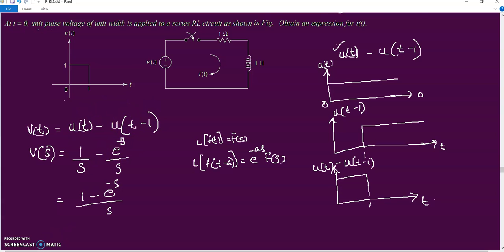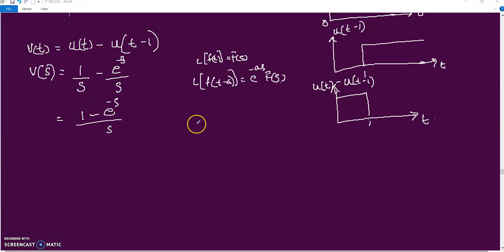So why did we find this Laplace transform? We have to transform the circuit into the S domain. The switch is closed. The question is asked at t equals 0, a unit impulse voltage is applied. That is, before t equals 0, at t equals 0 minus, there was no signal and the circuit was unenergized. At t equals 0, the switch is closed. So now we have the circuit.